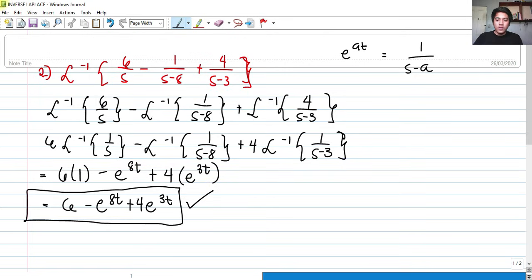So as you can see, you should still memorize the different formulas for the Laplace transform, such as for the exponential, in order for you to solve some inverse Laplace transforms.